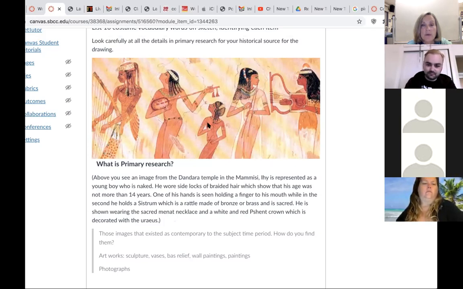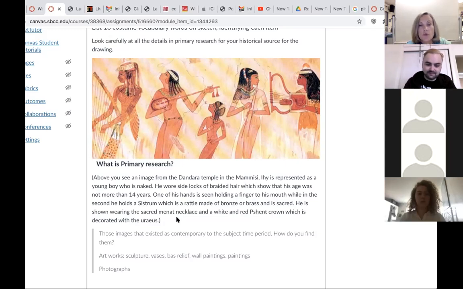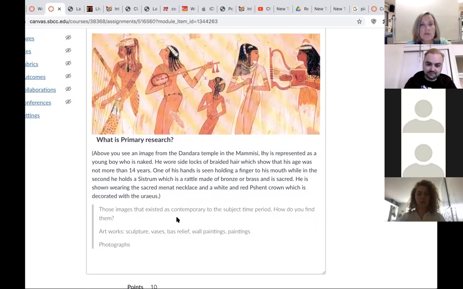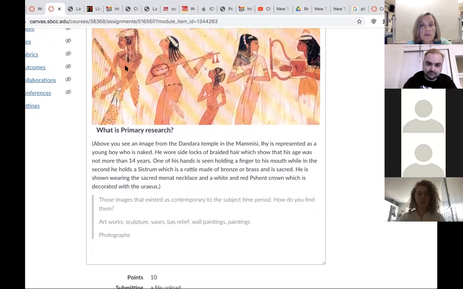Here's the crown, which is decorated with the uraeus. So all of these words that you don't recognize, you can highlight them, you can Google them, you can also look in your book to just see them. They're very specific. So you can see that even if they are wearing, what they are wearing is rendered as transparent, okay?